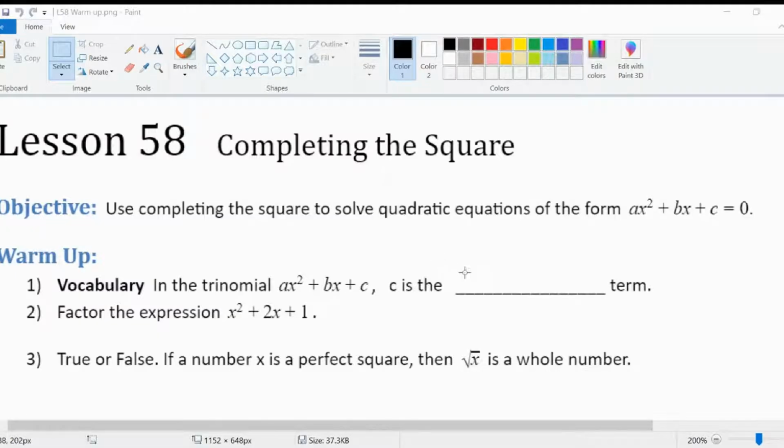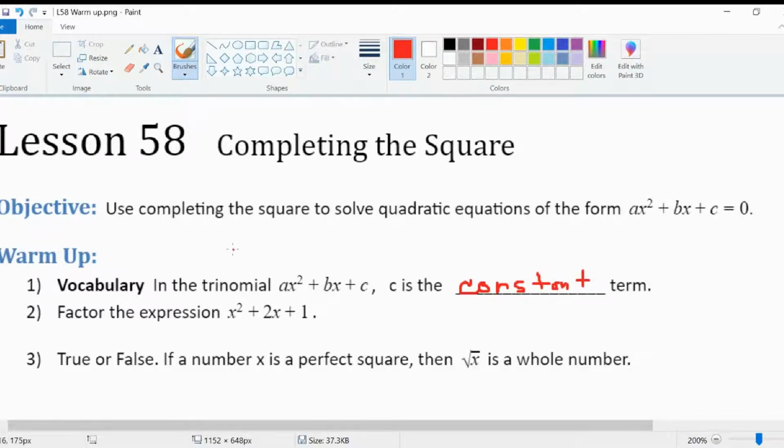Trinomial ax squared plus bx plus c. C is the blank term. C is going to be called our constant term. So constant starts with a C. C in the problem, there is our constant term.